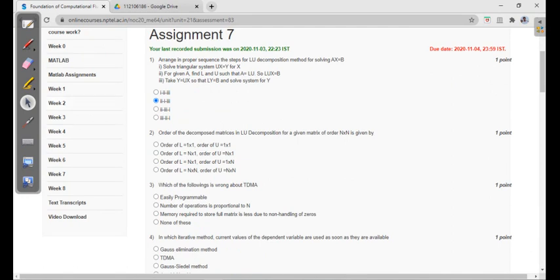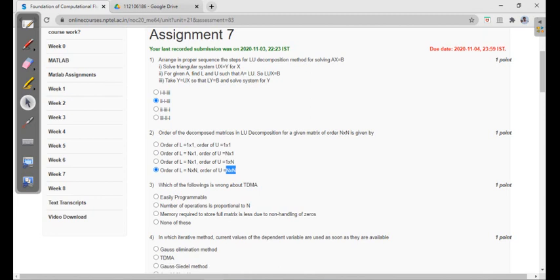Question number second. Order of the decomposed matrix in LU decomposition for a given matrix of n cross n is given by? The order of L and U are the same as the parent matrix. Then the correct answer is D. Order of L is n cross n and order of U as well is n cross n.